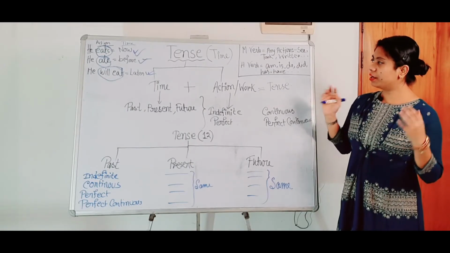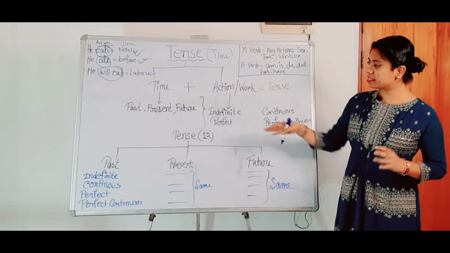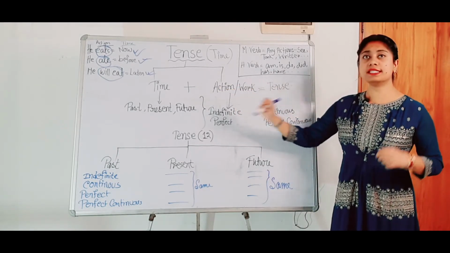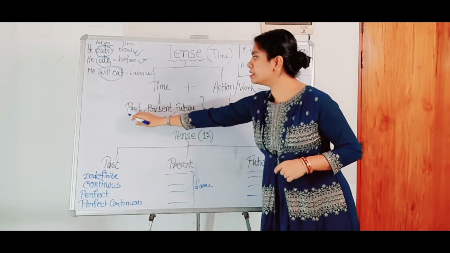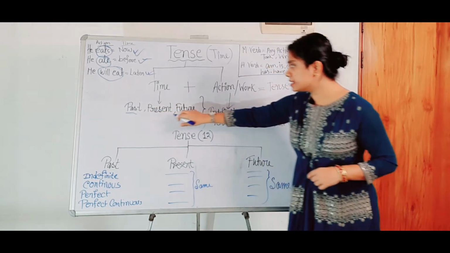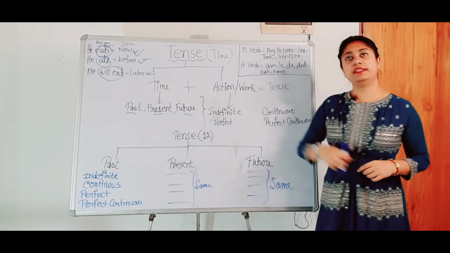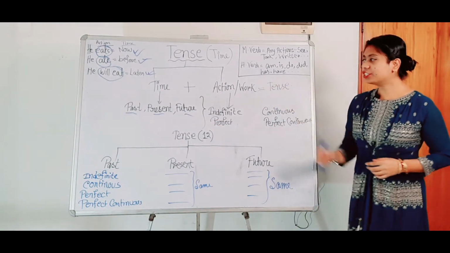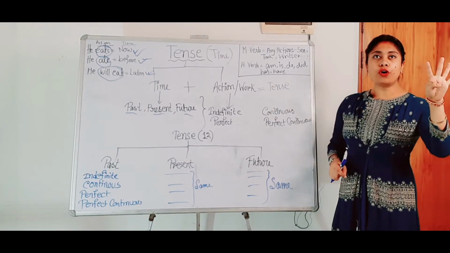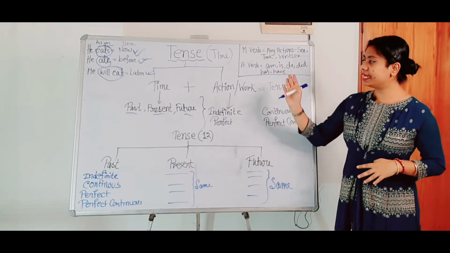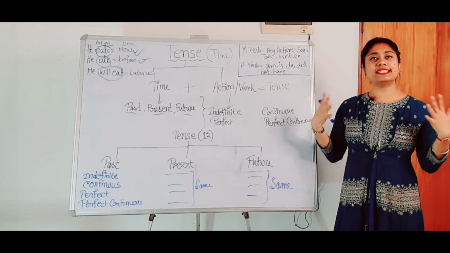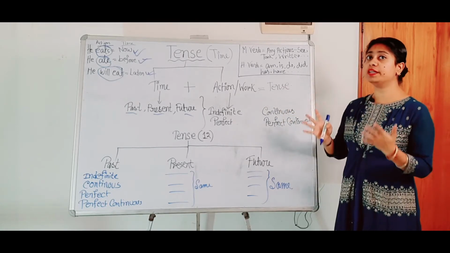Viewers, now you can see that I have written something: time. Time means whether it happened in the past, in the present, or in the future. This denotes the time when you are talking about the tense. And action. There are 4 divisions of actions: indefinite, perfect, continuous, perfect continuous. So what are indefinite, continuous, perfect and perfect continuous?